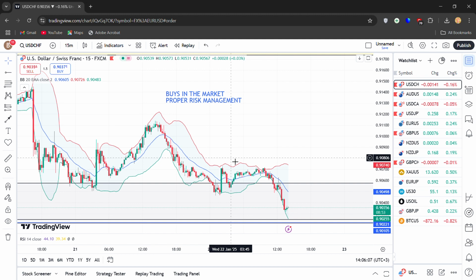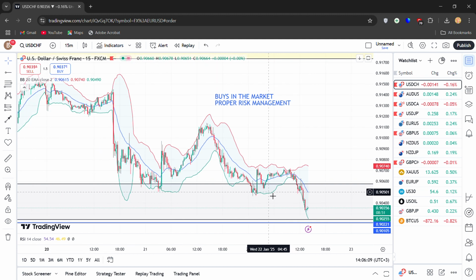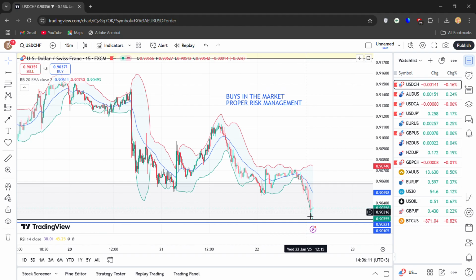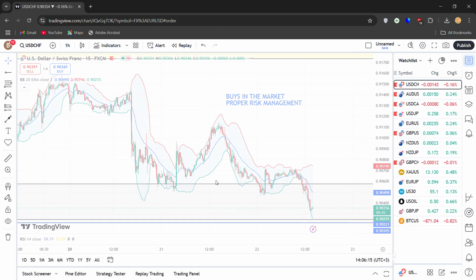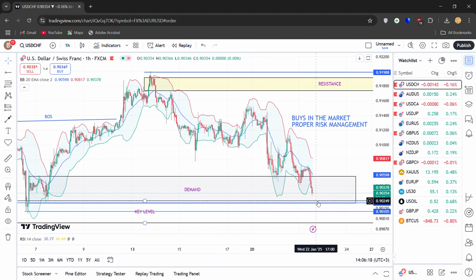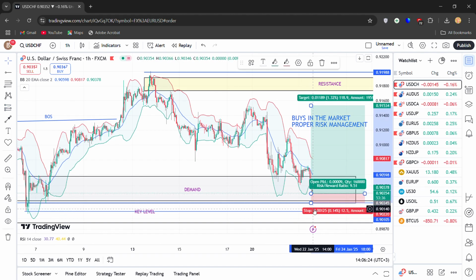So as I said, I'll be looking for buys in the market, and depending on where I've entered from, if you're using the bigger time frames, your stop loss should be just below this level, and you target your take profit here at that level.